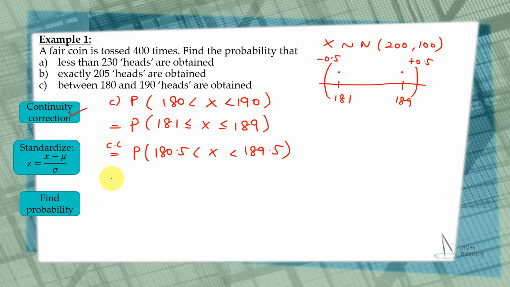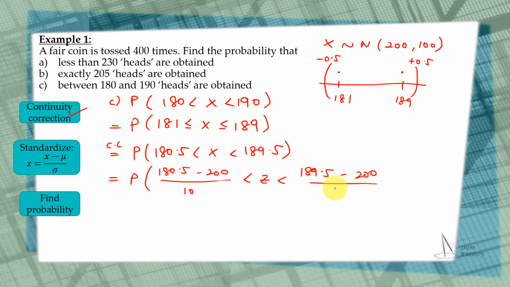So now let us standardize. So this is the probability for 180.5 minus 200 divided by 10 less than z less than 189.5 minus 200 and then divided by 10. So this is the probability between negative 1.95 and negative 1.05. So both of them are actually negative.